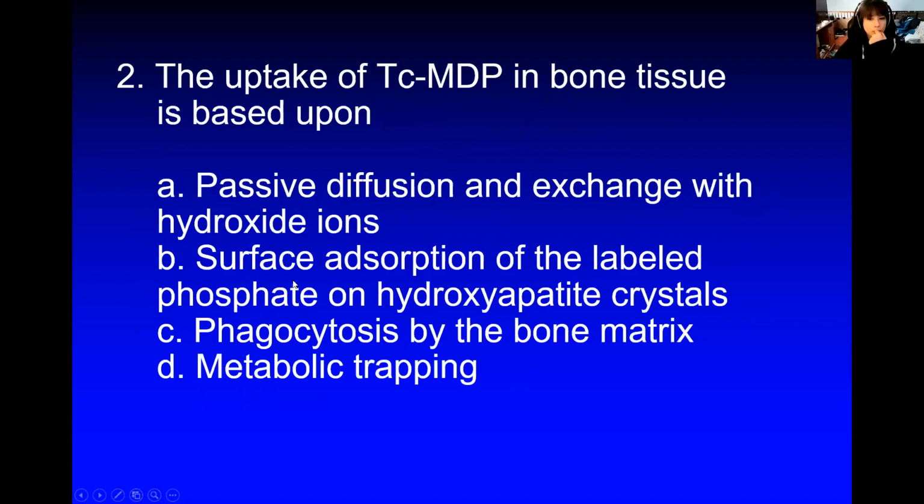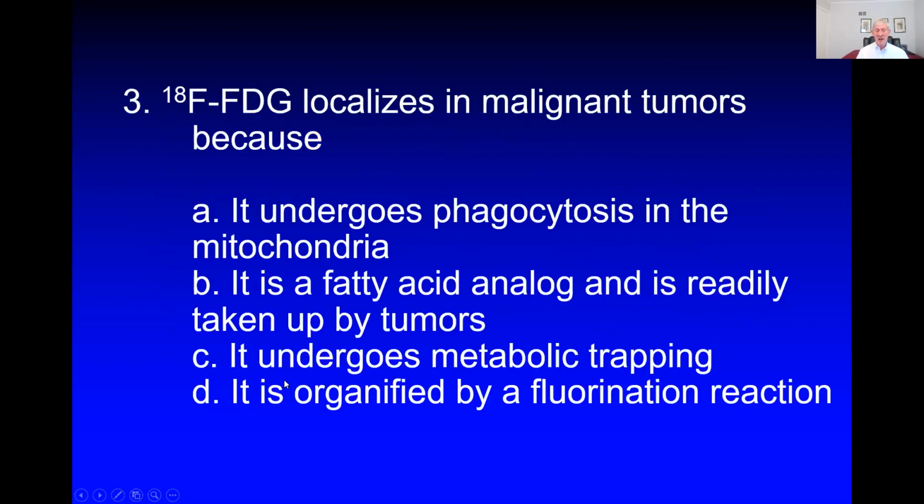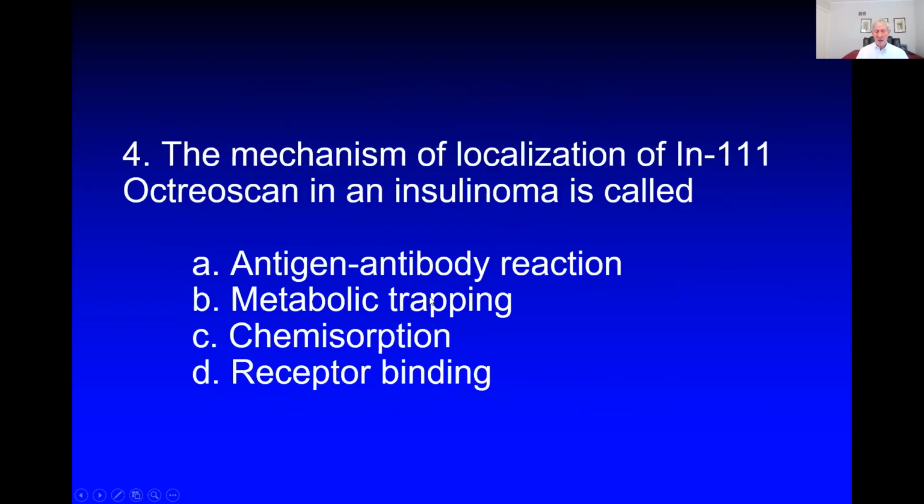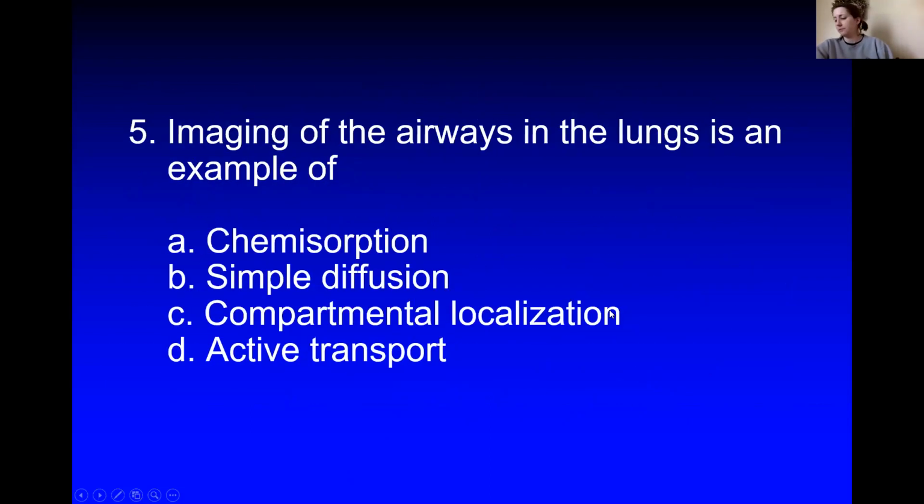The uptake of MDP in bone tissue is based upon B, surface adsorption on hydroxyapatite crystals. FDG localizes in malignant tumors because C, it undergoes metabolic trapping. Why does indium-labeled octreoscan localize in an insulinoma? D, receptor binding, somatostatin receptor site.